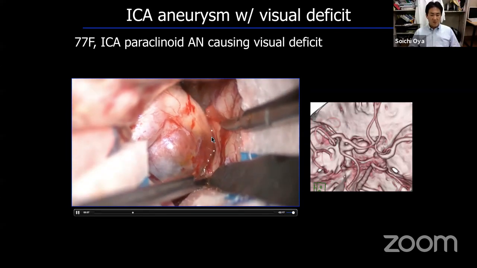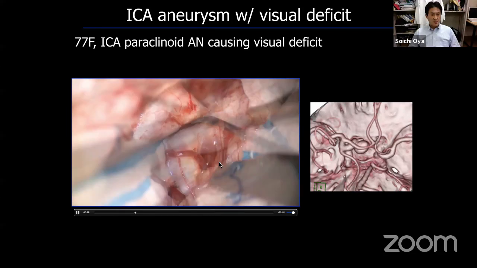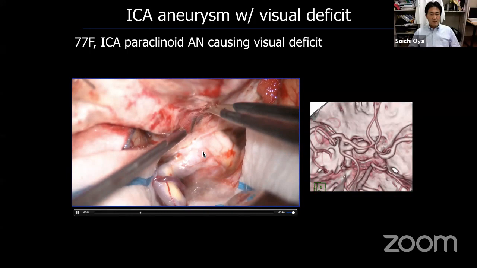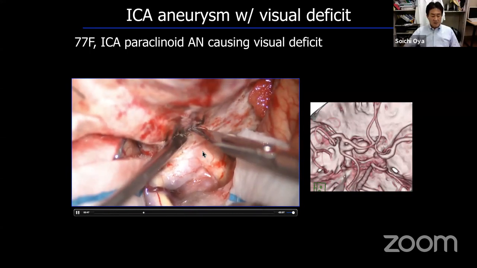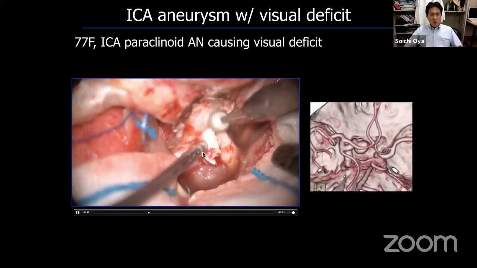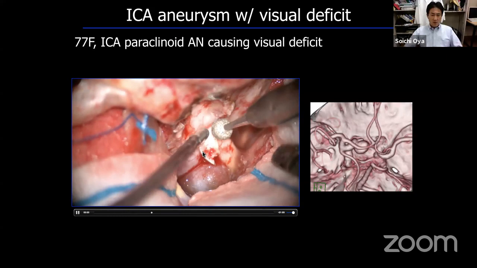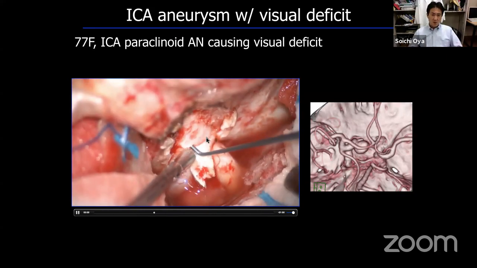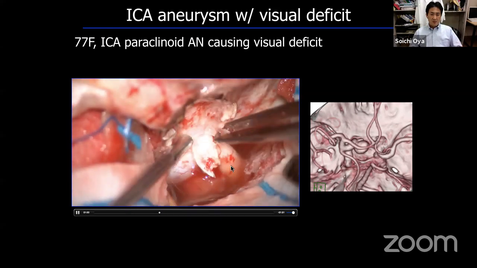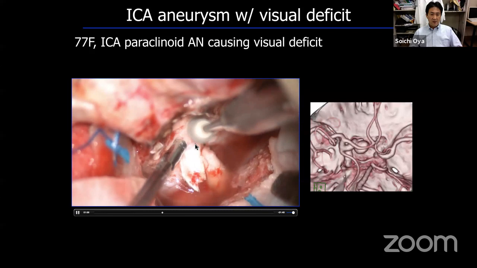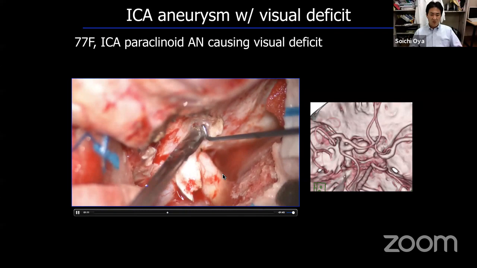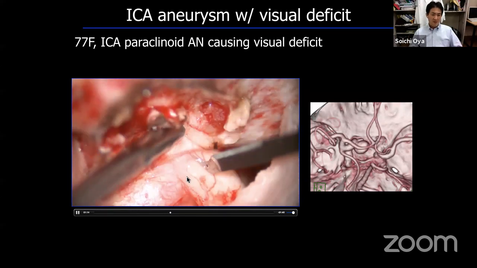This is the optic nerve. This was the discolored portion. And this is the distal part of the ICA. And now I'm coagulating the dura covering the optic canal. And you have to be careful when drilling this portion because right underneath this bone, the optic nerve is running. And also this has already been damaged by long-term compression by the aneurysm.